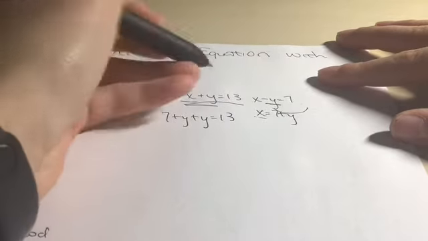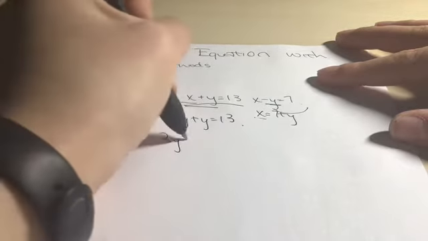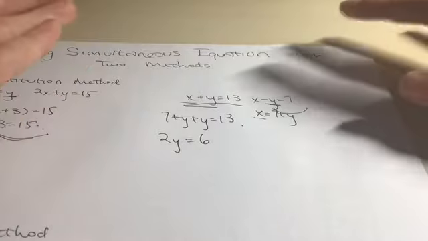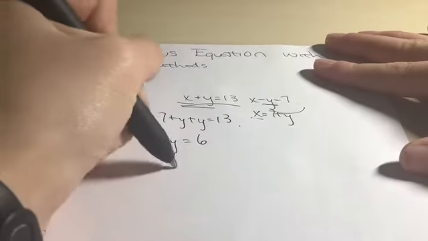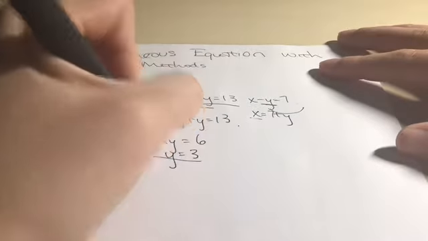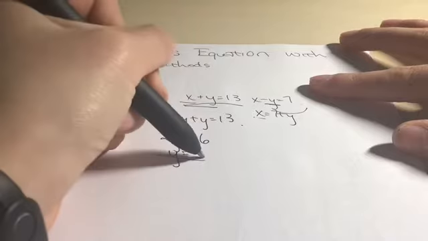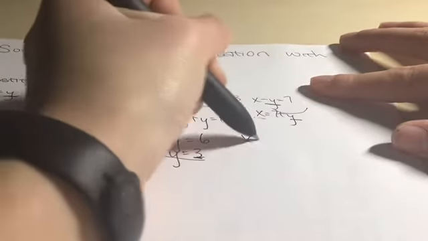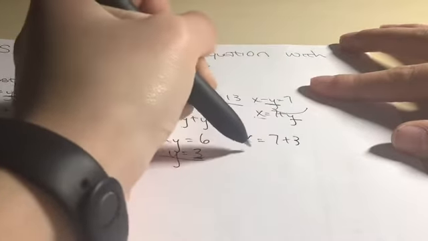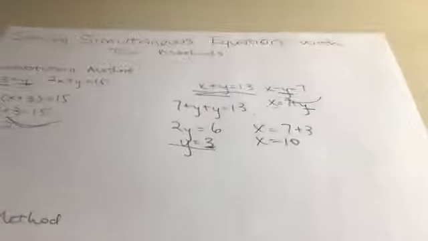So this equation will become 7 plus y equals 13. Then you simplify this and move the 7 over to this side. 2y equals 6. Then you simplify it even more. y equals 3. Now that you know y equals 3, you have to figure out what x is. Now you just place this over here: x equals 7 plus 3. So x equals 10. Okay, that is the substitution method.